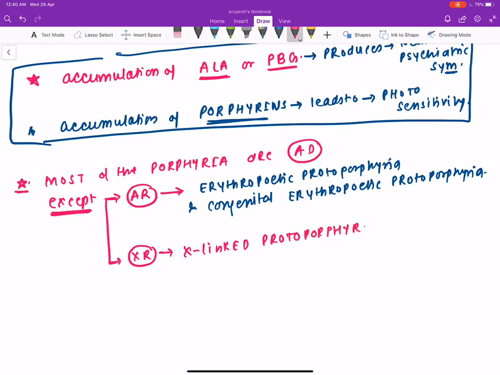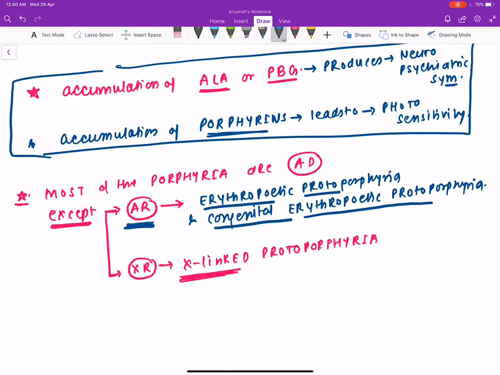So the name itself is very clear. It's saying X-linked. So the only thing that you have to remember is which are the autosomal recessive porphyrias we have. There are two: erythropoietic protoporphyria and congenital erythropoietic porphyria. These are the autosomal recessive ones. Rest all of the porphyrias are autosomal dominant.